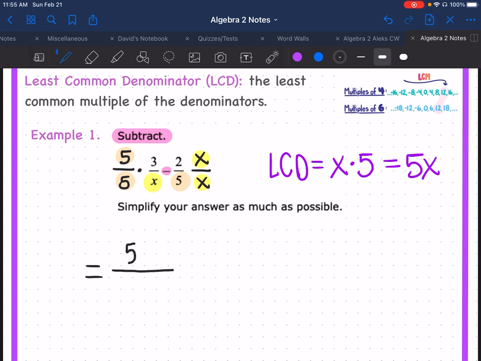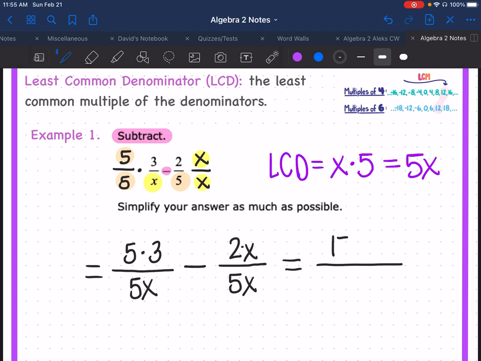All right, so in the numerator of my first rational expression, I have 5 times 3, and in the denominator, I have my LCD of 5x. I'm going to go ahead and subtract like I have in the pink, and on the top of my second rational expression, I have 2 times x, and on the bottom, I have 5x. I'm going to go ahead and clean this up and make it into one rational expression. 5 times 3 is 15 minus, and 2 times x is 2x.